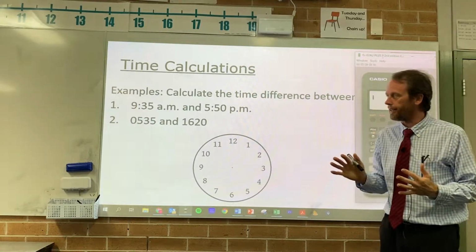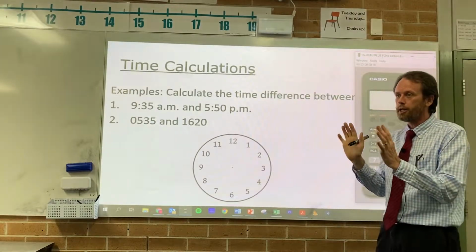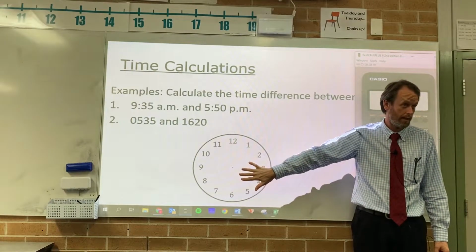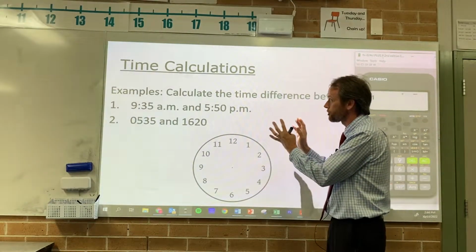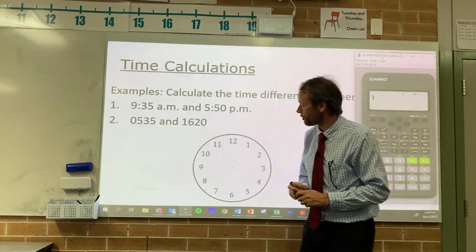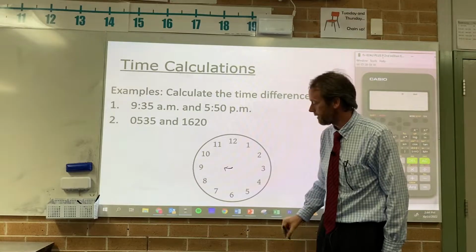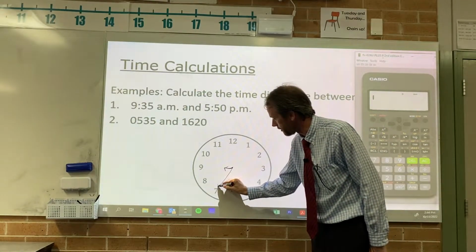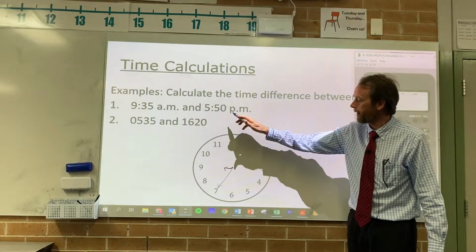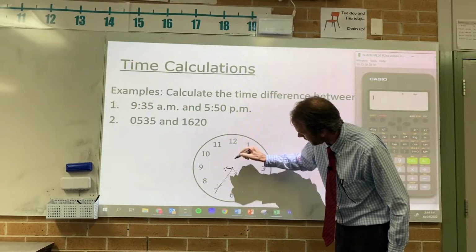So Year 9, today we want to work out how to do time differences. Yesterday I suggested that sometimes an analog clock helps us because it's trying to give you a sense of space, how far it goes. So for example, if I was to look at 9:35, I would have a small hand going to the 9 and I would have a big hand going down to the 35.